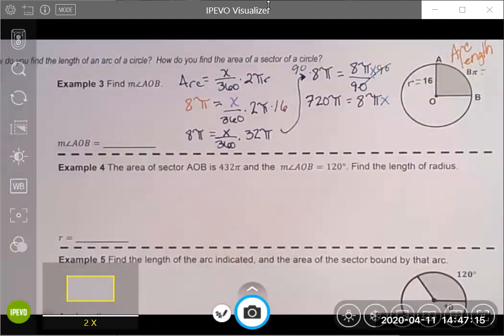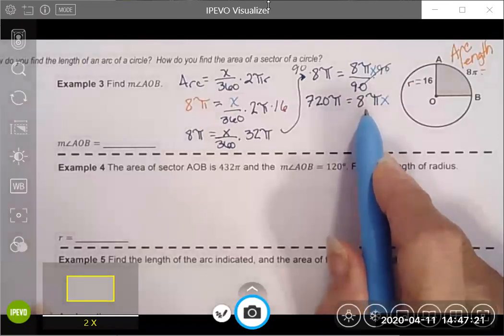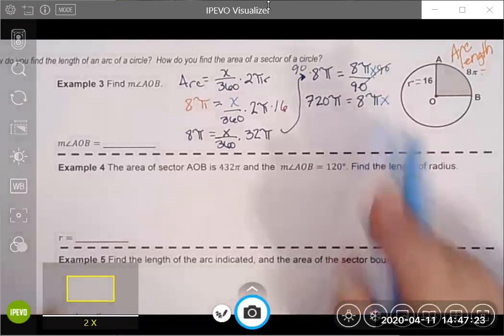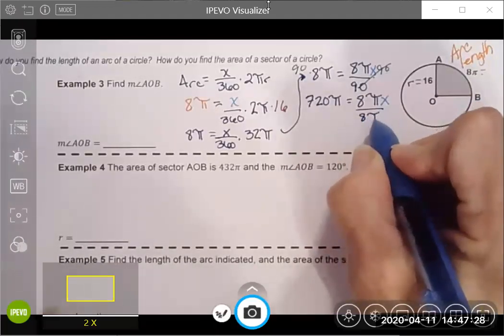Okay, so I'm trying to get x by itself. That's why it's important I don't lose it. I need to get rid of the 8 pi. That way my variable will be isolated. So I am going to divide both sides of this equation by 8 pi.